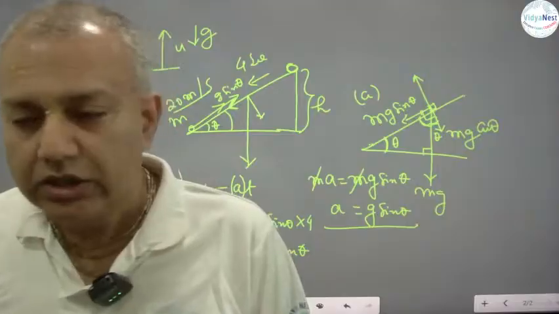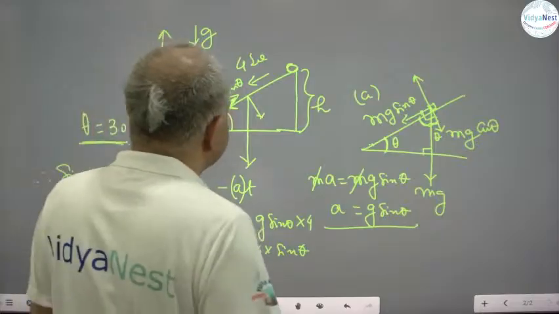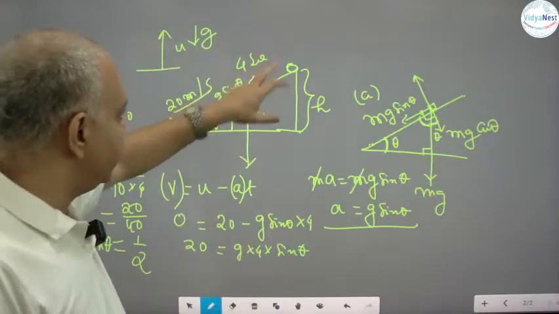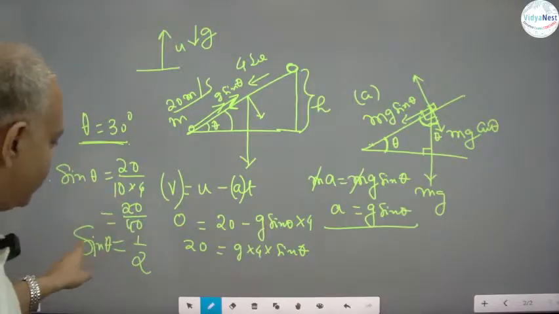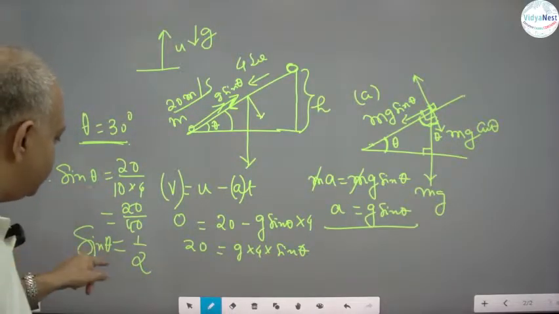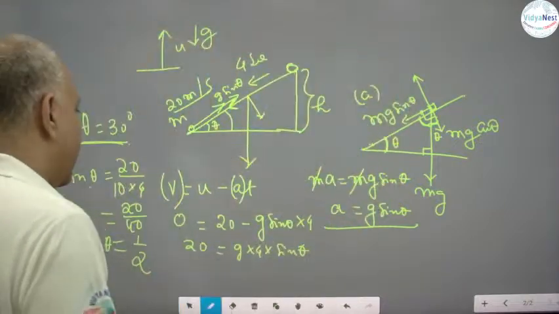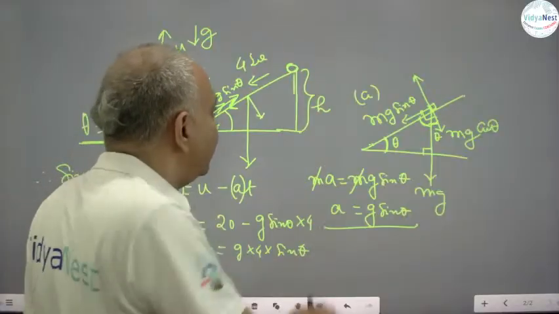Understanding my point? If a particle is projected along the inclined plane with a velocity of 20 meters per second and it reaches the maximum height within 4 seconds, we can tell that sine theta is equal to half. Simple thing. Okay, very good. Now we have to find what the height should be.